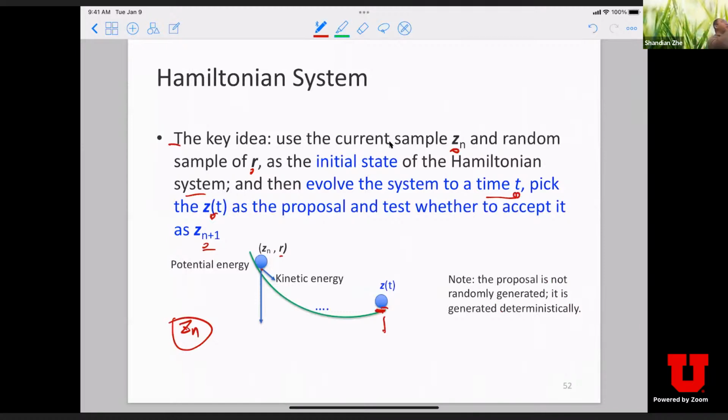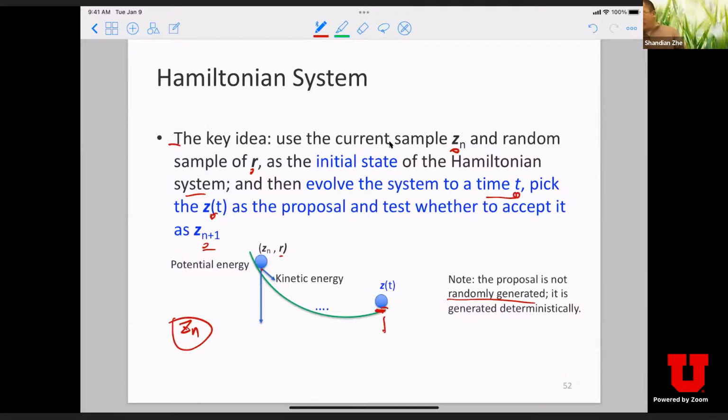Yeah, I think you're hitting a critical point. And I know your meaning, but let me express it in a more rigorous way. So basically, what David said is that there's a little bit of concern here. The proposal is actually not randomly generated. It is generated deterministically.